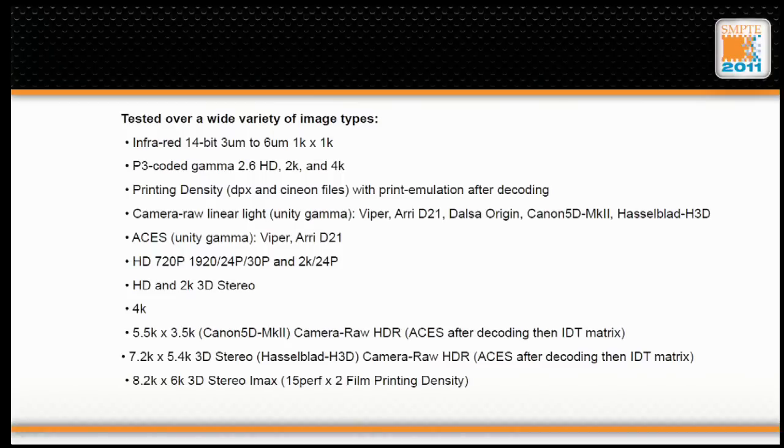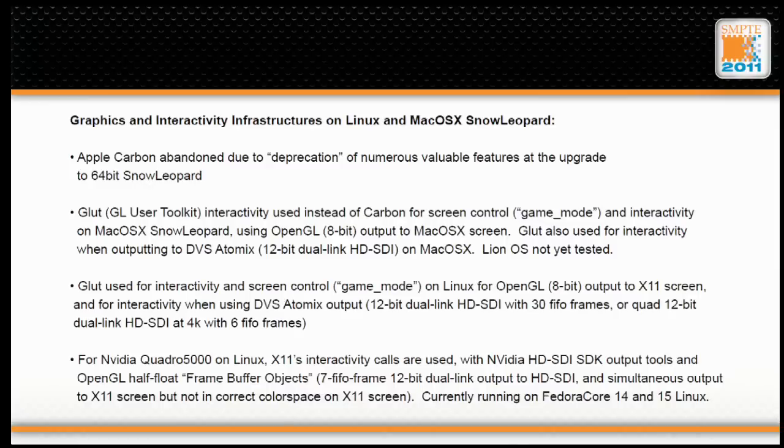And I've been testing this over a wide variety of data types, including 3 to 6 micron infrared, 16-bit, 14-bit, and very high resolutions. Did a test with a Hasselblad H3D in still mode at 7.2K by 5.4K. And I'll be showing you some of the Canon 5D, which is 5.5K by 3.5K. So a lot of range.